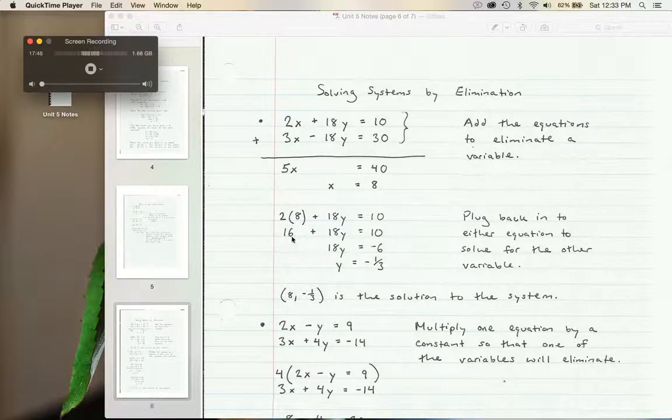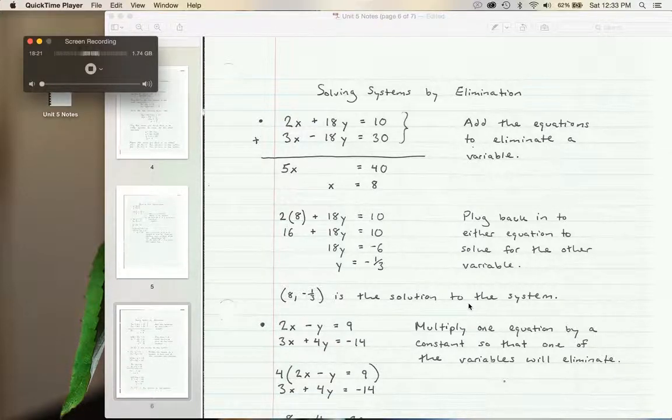So 2 times 8 is equal to 16, plus 18y is equal to 10. I can subtract 16 from both sides, leaving me with a negative 6 on the right-hand side, and my 18y is still hanging out on the left. Now I can divide both sides by 18. That leaves me with y on the left and negative 1/3 on the right. So my y value for my ordered pair is negative 1/3. 8 comma negative 1/3 is the solution to the system.